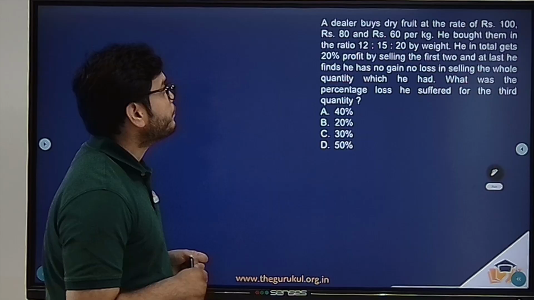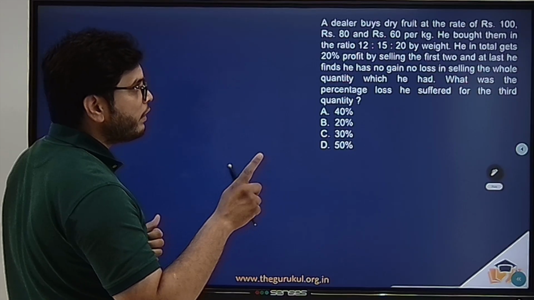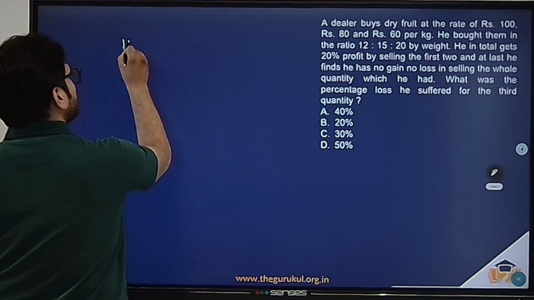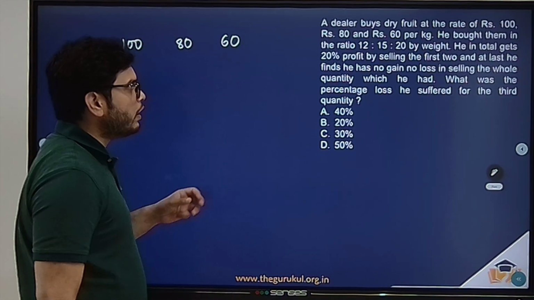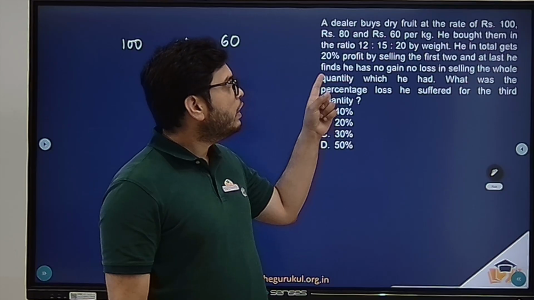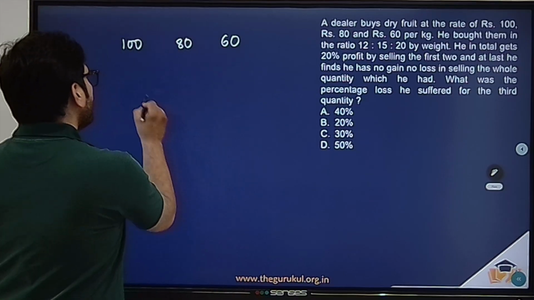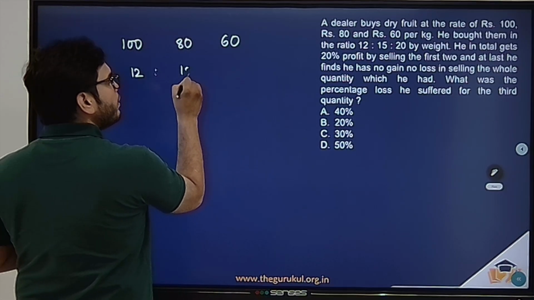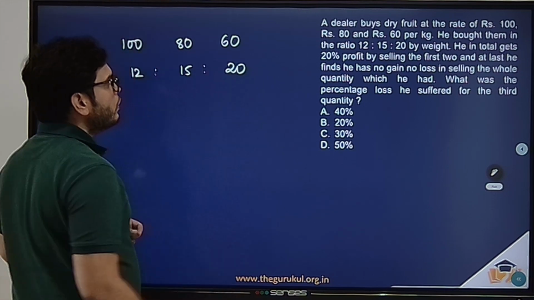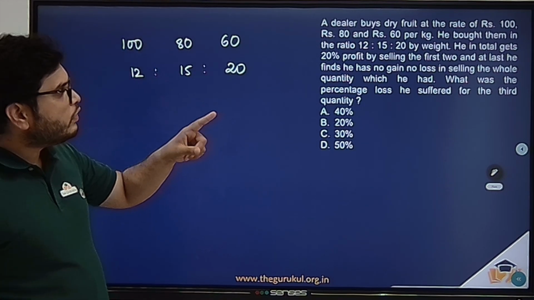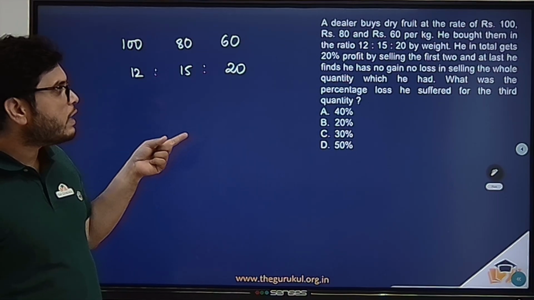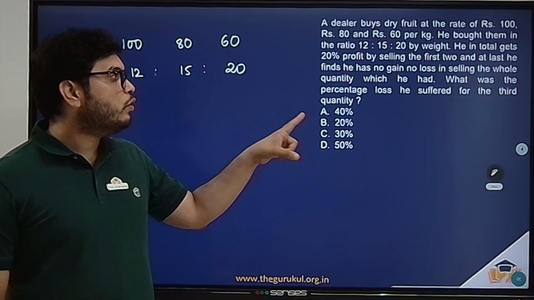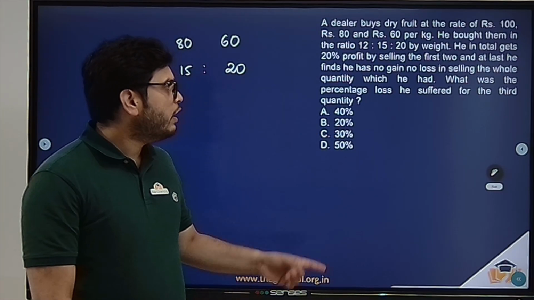Coming to the second question. A dealer buys dry fruit at the rate of rupees 100, rupees 80, rupees 60 per kg. So there are 3 types of dry fruits. He bought them in the ratio 12 is to 15 is to 20. Right. He in total gets 20% profit by selling the first two, and at last he finds he has no gain, no loss in selling the whole quantity which he had.